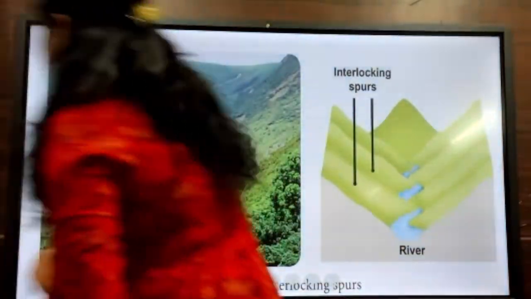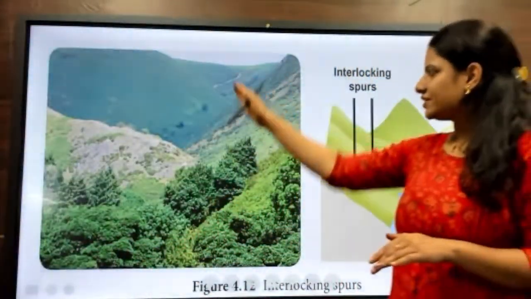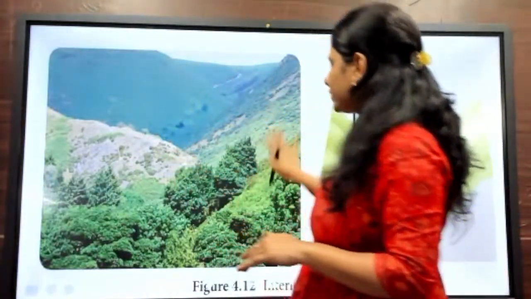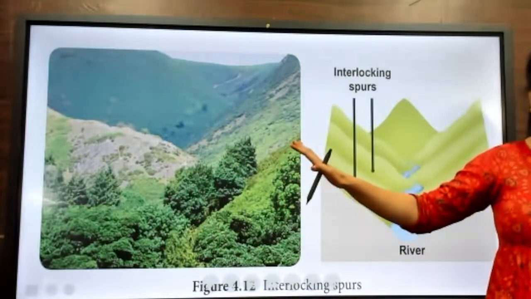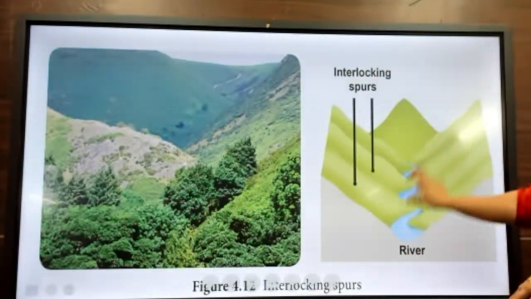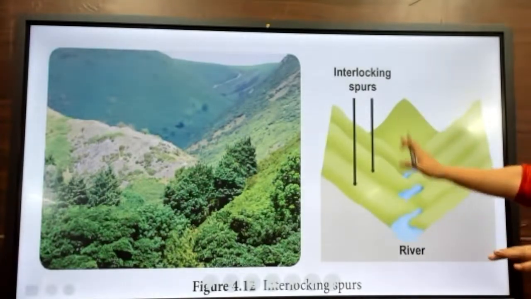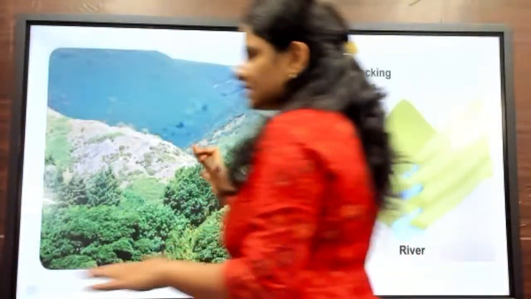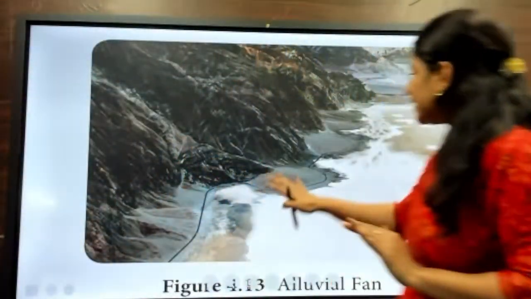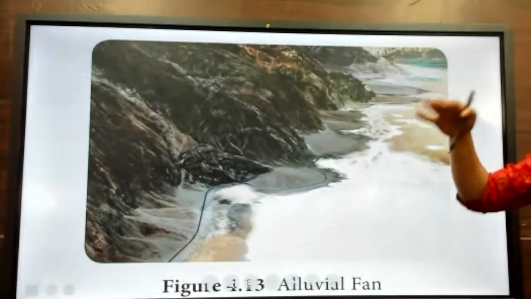Now, have you seen rivers flowing in valleys? Generally which type of rivers flow in these valleys? Young rivers. Okay, young rivers. And an interlocking kind of structure will be there. We will see what features they make. Just see these images.